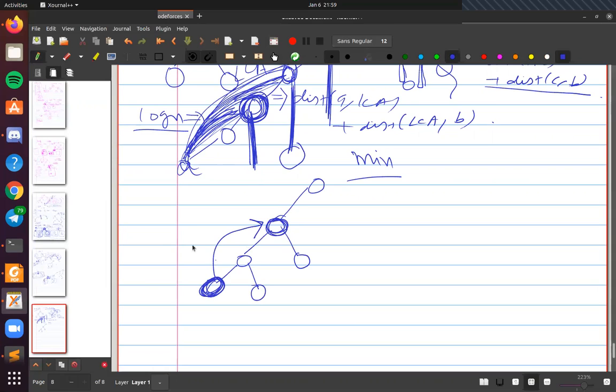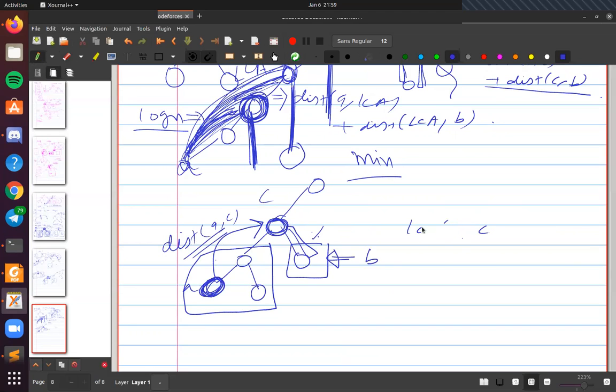take this node and take the distance. Let it be C. Distance from A to C will be a constant. And now what I want is the distance from C to any node which is minimum, but I don't want this node to be in this component, because I want the LCA of A comma B to be C for my property to be valid, right? LCA of A comma B must be C.